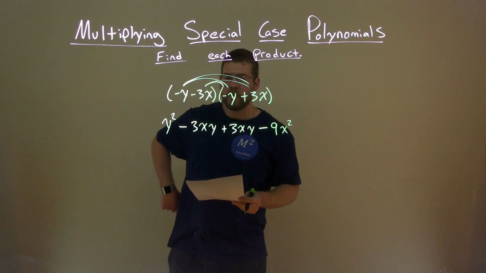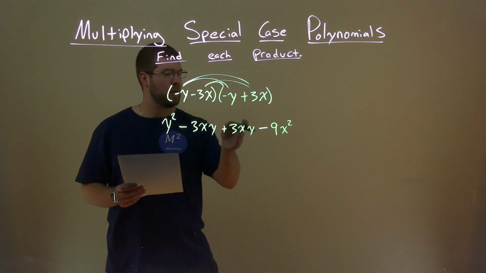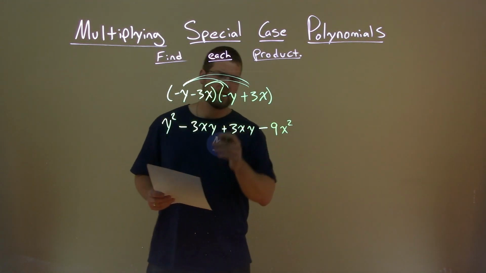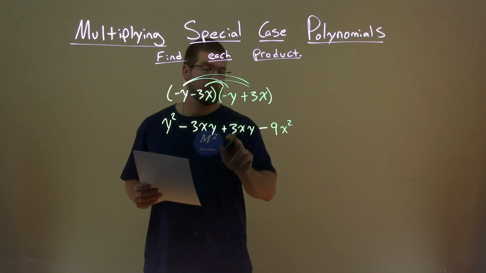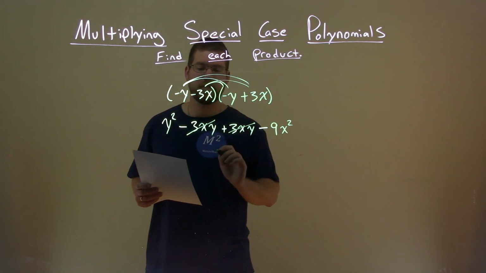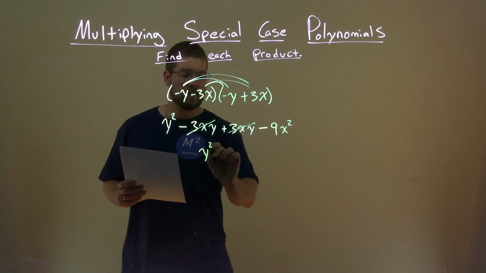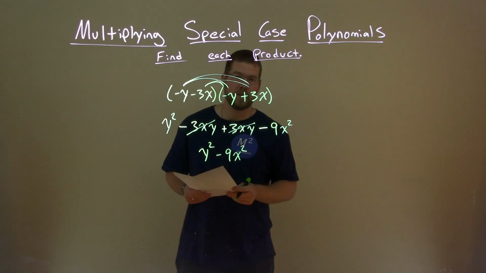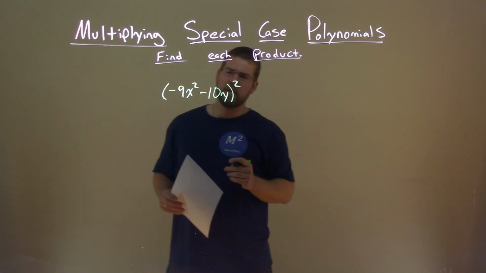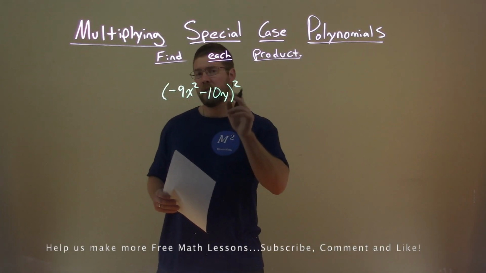So now we have y squared minus 3xy plus 3xy minus 9x squared. Notice the inside. These two are the same, except one's negative, one's positive. When we add them together, they cancel out, leaving us with just the y squared minus 9x squared, and that is our final answer.